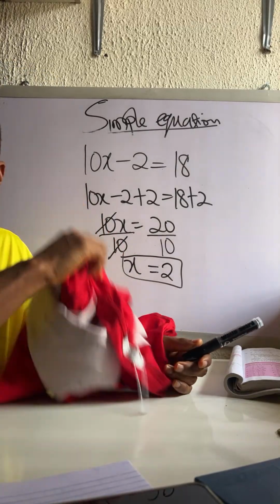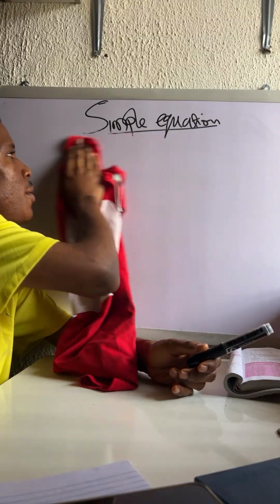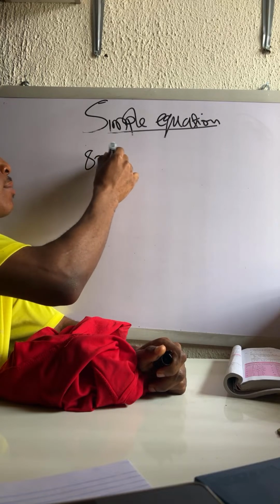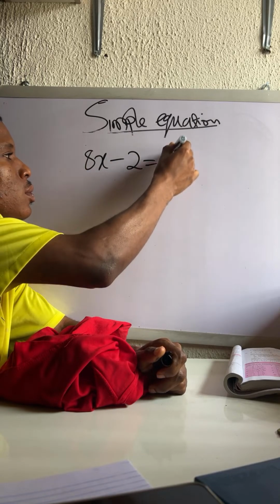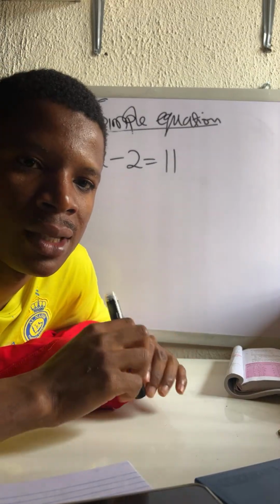Ali, thank you for saying 2, correct. So let's continue. Let's look at 8x minus 2 is equal to 11.